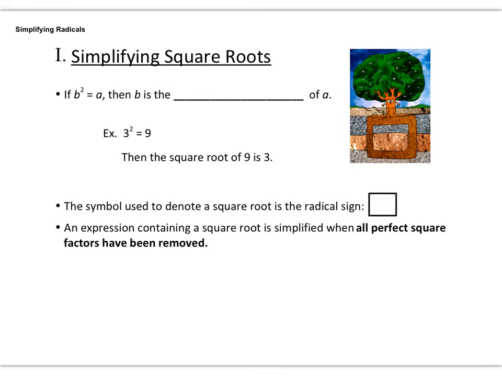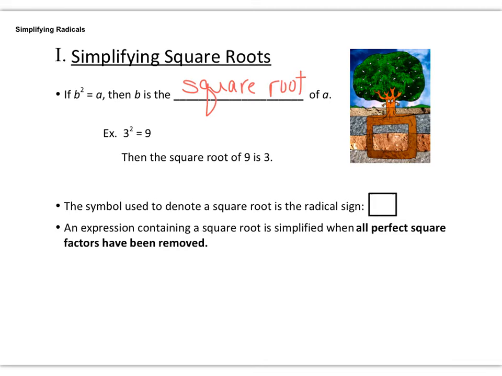So the first thing says if b squared equals a, then b must be the square root of a. Right? So if 3 squared equals 9, then the square root of 9 is 3. So keep in mind what a square root means. It means a number times itself gives you that. So like 10 times 10 is 100, so the square root of 100 is 10. Right? 7 times 7 is 49, so the square root of 49 is 7.